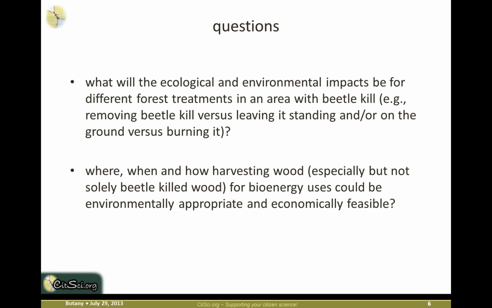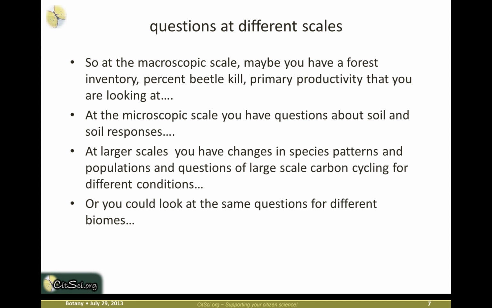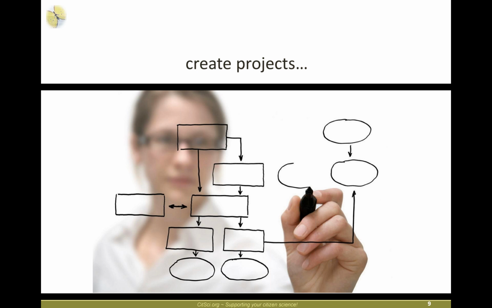So although these sound great on paper, how do you actually translate these questions? So here's a couple different scaled questions. Maybe you have a forest inventory that you are looking at. Maybe you have questions about soil. Maybe you look at species patterns across the large forest landscape across the entire Intermountain West, for example. So despite these questions, how do you then take those on paper, which sound really good regardless of the scale they're at, and actually implement something in the field and collect data and devise experimental designs and data sheets and actually go about implementing that?